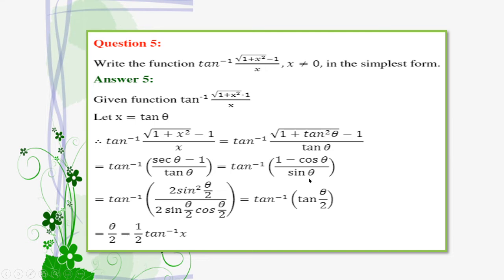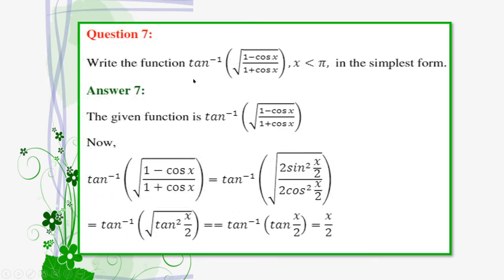And sin 2 theta, if you remember, was 2 sin theta cos theta. So here we have to take half the angle, so it will be 2 sin theta by 2 cos theta by 2. Again 2 cancels, sin theta by 2 and sin theta by 2 cancel, and we are left with 1 sin here and cos here. So it will be tan theta by 2. Then again tan inverse and tan cancel, theta by 2 is the answer. Let's input the value of theta back. If x was tan theta, then theta is tan inverse x. So half tan inverse x is the simplest form.